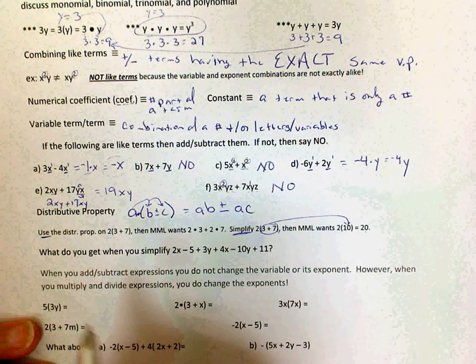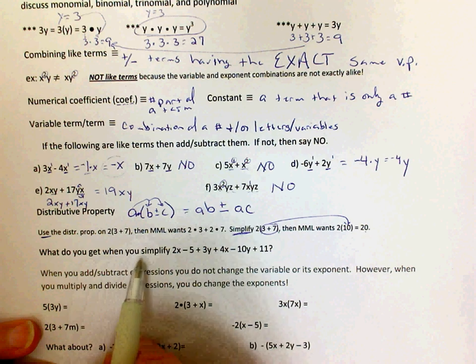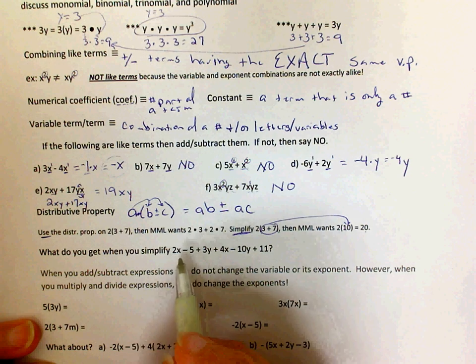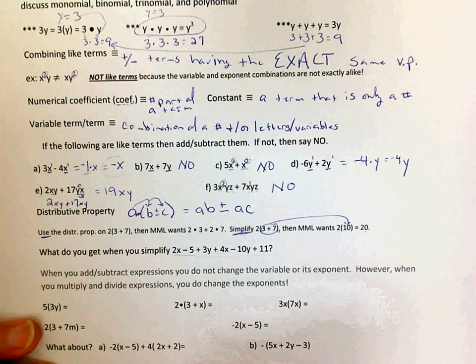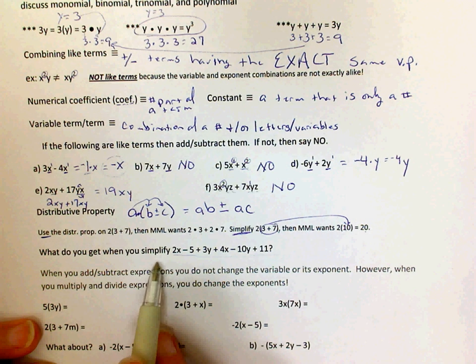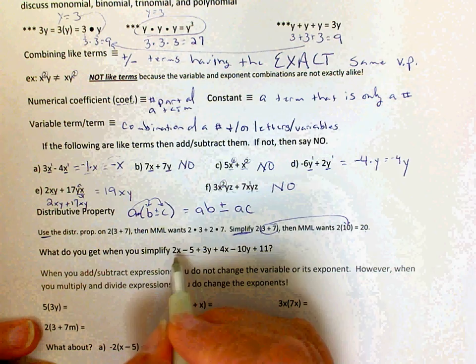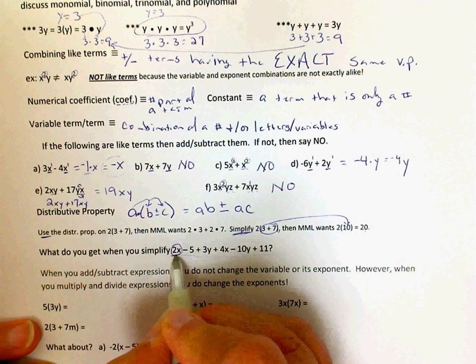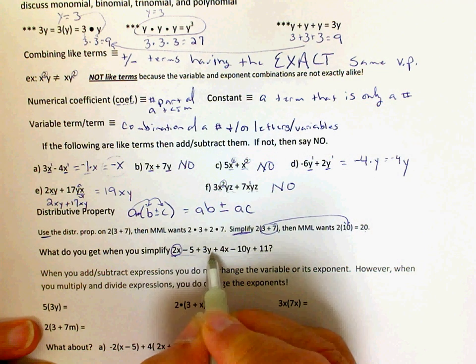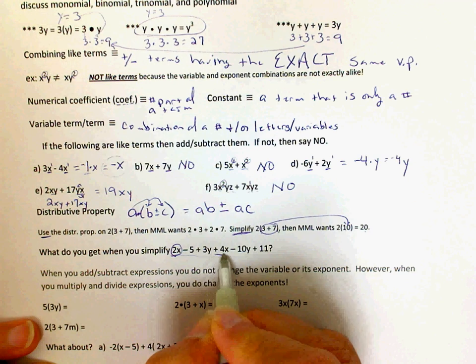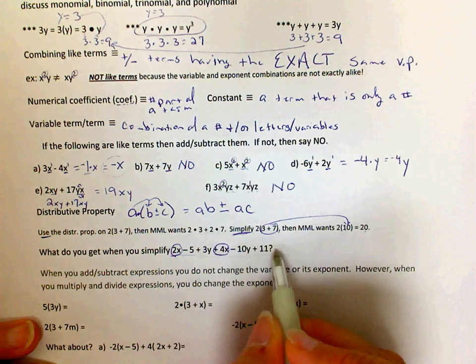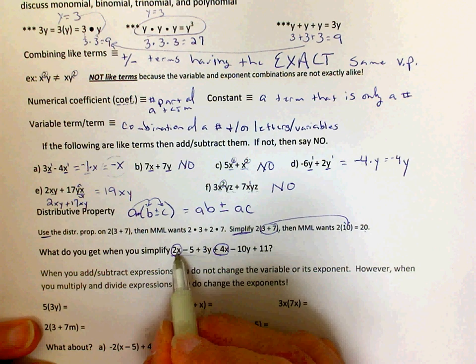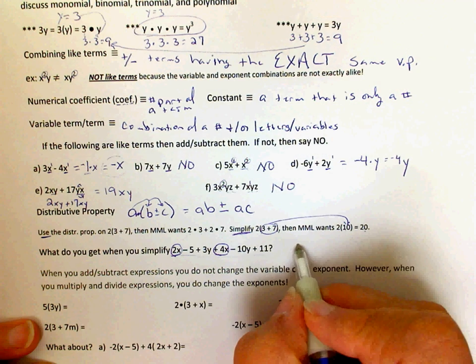Now, what would you get if you simplify this ugly mess? Simplify, in this case, means combine your like terms. This has an x, so I go along here, positive or plus 4x, and there's no other x. So 2x's plus 4x's gives us 6x's.